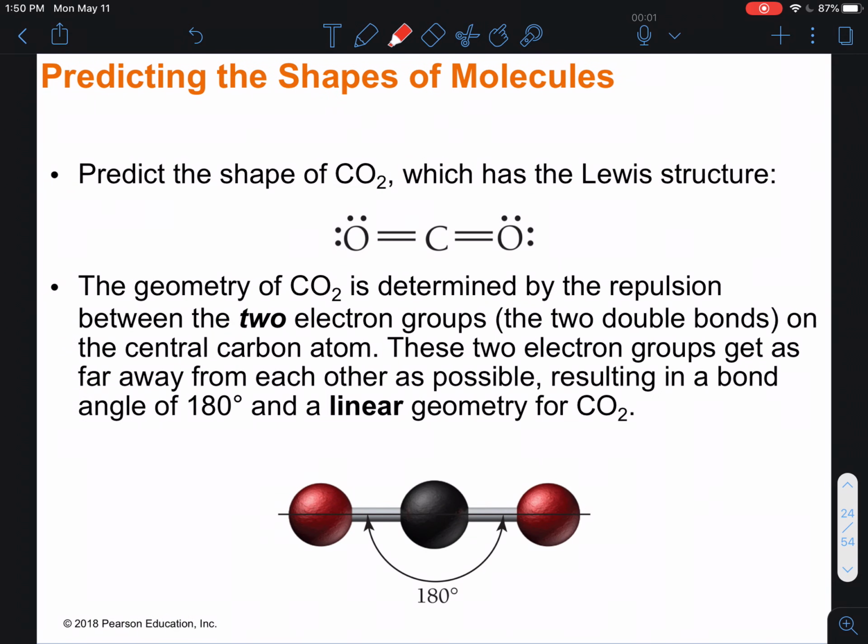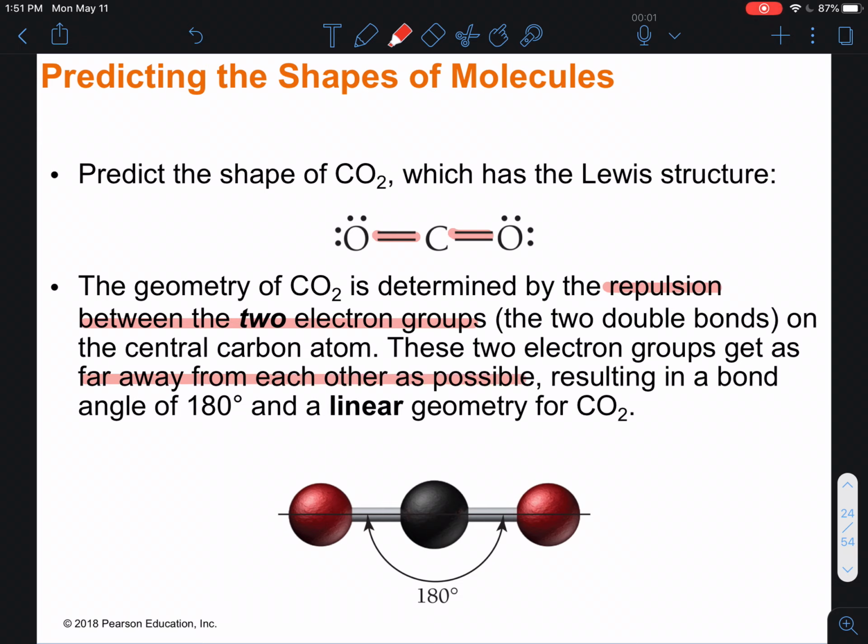So if we had to predict the shape of CO2, for example, we drew the Lewis structure right here. The geometry of CO2 is determined by the repulsion between the two electron groups around the central atom. The two electron groups are going to be the two double bonds. These two electron groups get as far away from each other as possible.